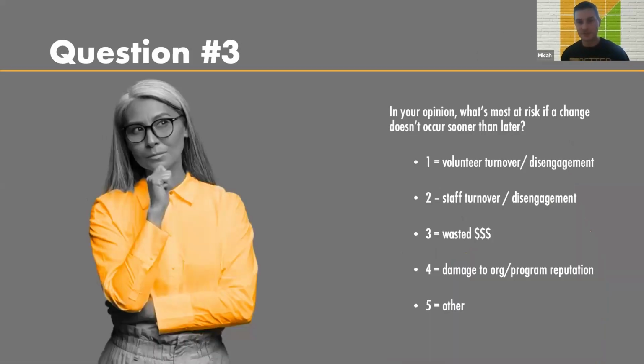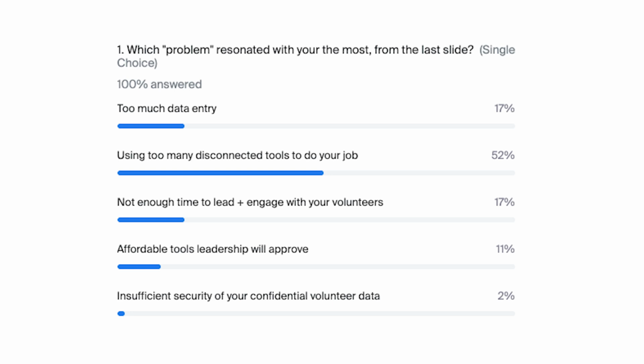And then the last one, once you get to it, is: in your opinion, what's most at risk if a change doesn't occur sooner rather than later? Volunteer turnover, staff turnover or disengagement, wasted money, possible damage to program reputation, or something else. I'm going to give people maybe another minute or so, then I'll end the poll and share the results. So far we have a crowd of 52 people, so we'll probably get some good data to share. Should be sharing the results now.